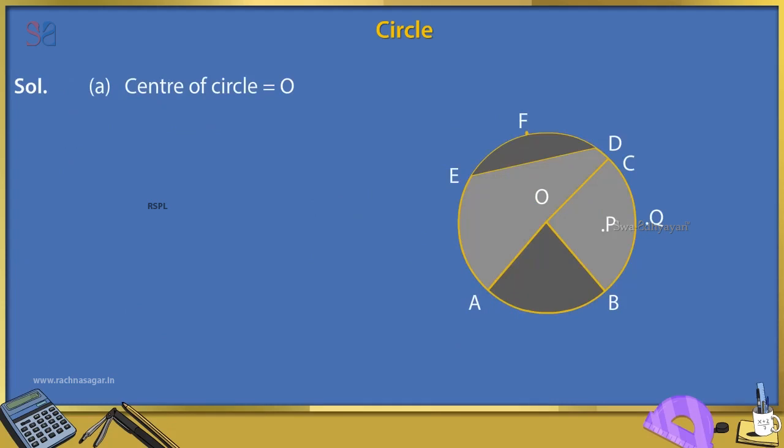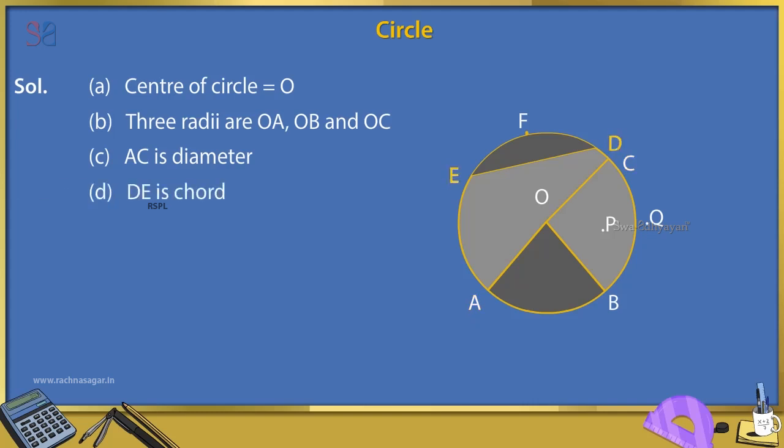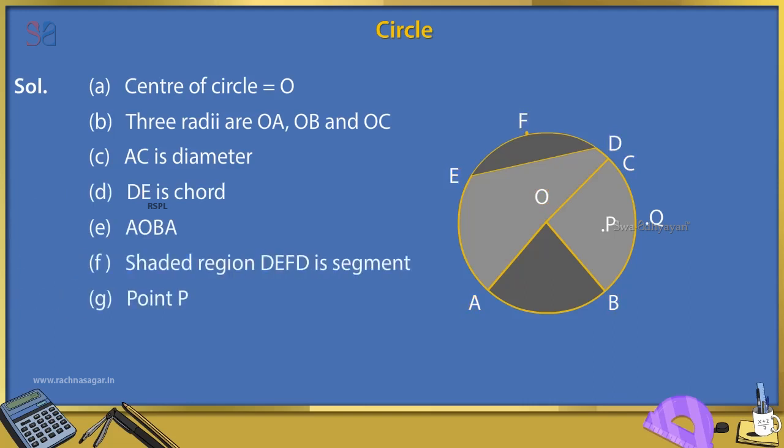Solution. A. Center of the circle is O. B. 3 radii are OA, OB and OC. C. AC is the diameter. D. DE is a chord. E. AOBA is a sector. F. The shaded region DEFD is a segment. G. Point P. H. Point Q.